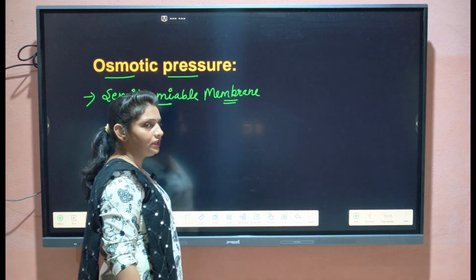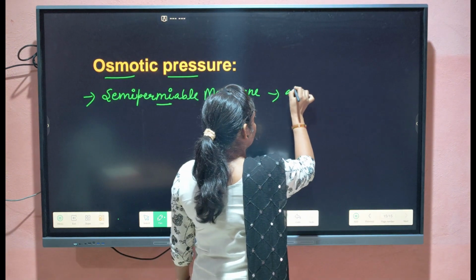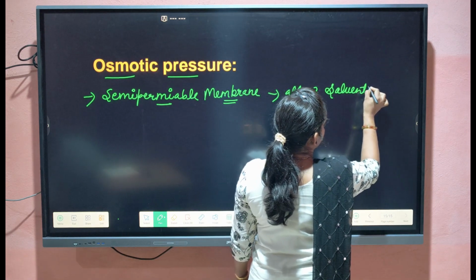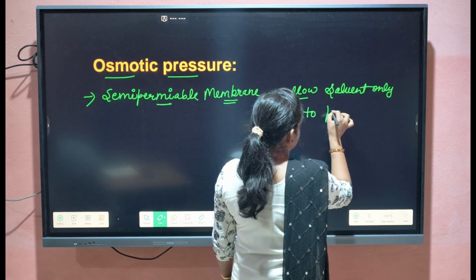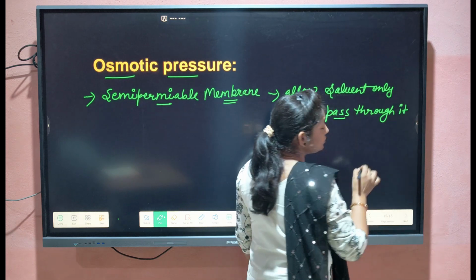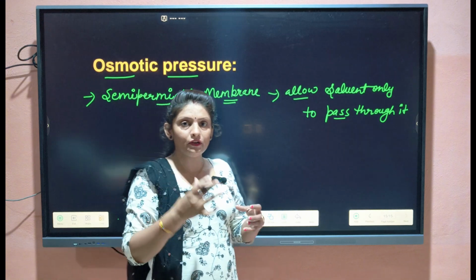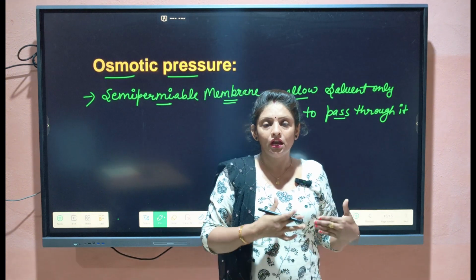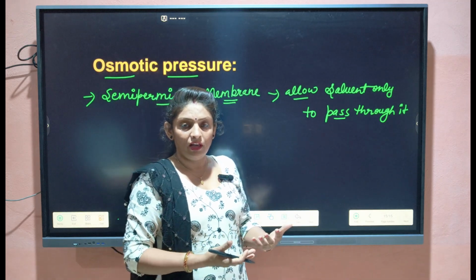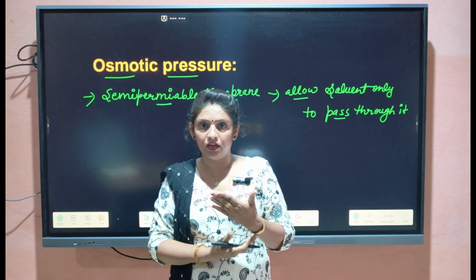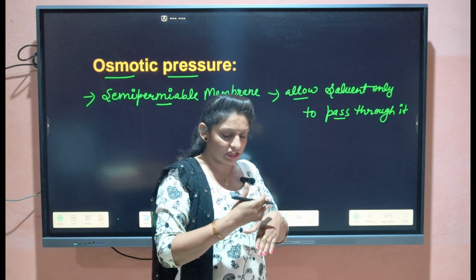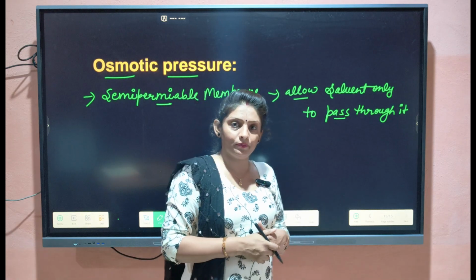Students, a semi-permeable membrane is that which allows solvent only to pass through it. Means which permits solvent particles only, limited particles only, to pass through it. Like our skin. Our skin is also a semi-permeable membrane because in summer a lot of sweat comes outside from our skin, but our blood is also a fluid, but it cannot come outside from our skin. So our skin is like a semi-permeable membrane.